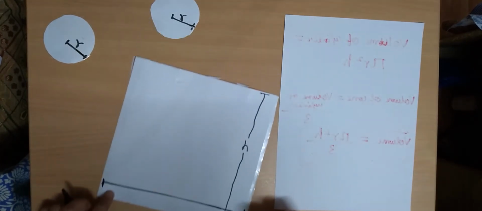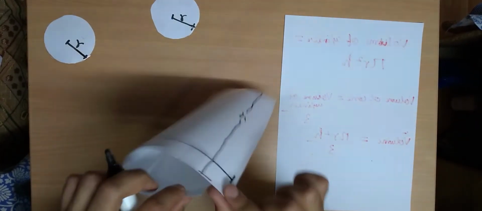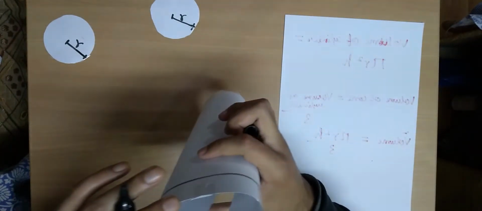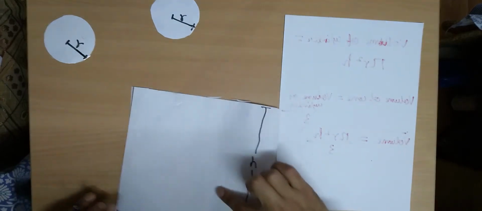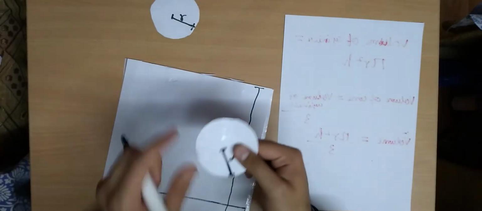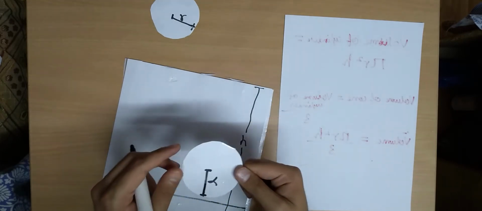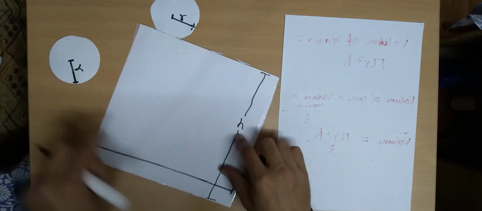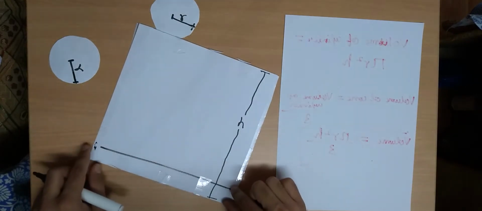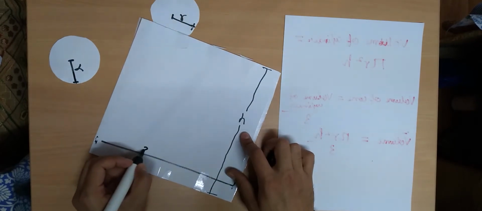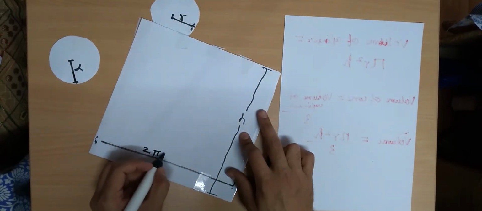Well, if I again fold this back, this length becomes the perimeter of the base. What is the perimeter of the base? Well, the base was a circle of radius r. What is the perimeter of a circle? The circumference, and it is given by 2 pi r. So this whole length is 2 pi r.